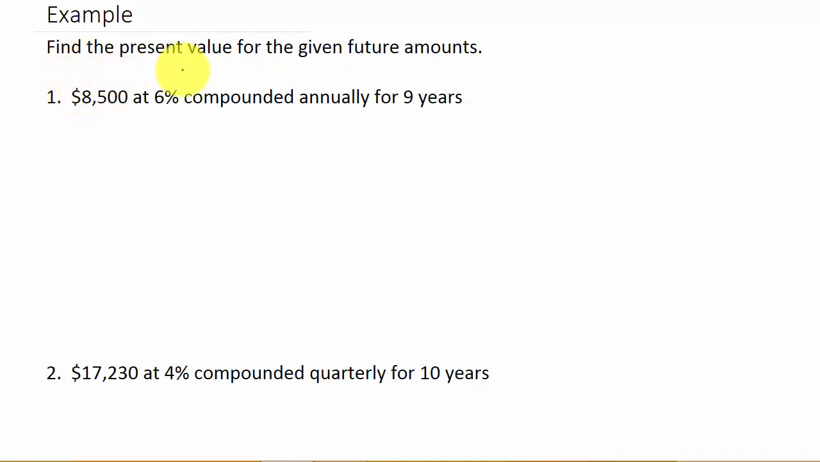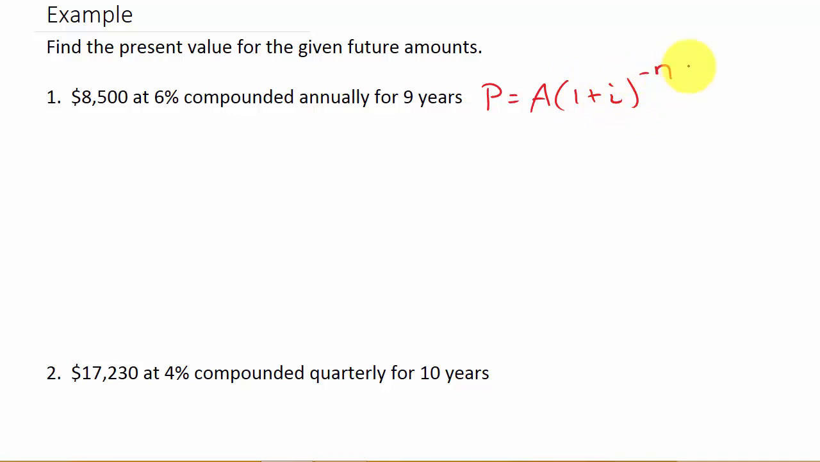It's one big deposit, and that's what it tells you. So here it says find the present value for the given future amounts. We want $8,500 in 9 years, at 6% compounded annually. So how much do we have to deposit right now to have this amount in 9 years at 6% interest compounded annually? Let's write our formula down: P is equal to A times (1 plus i) to the negative n.